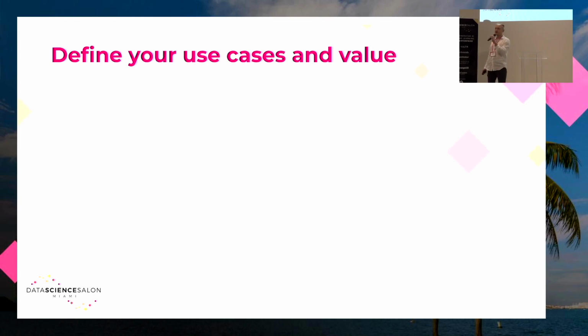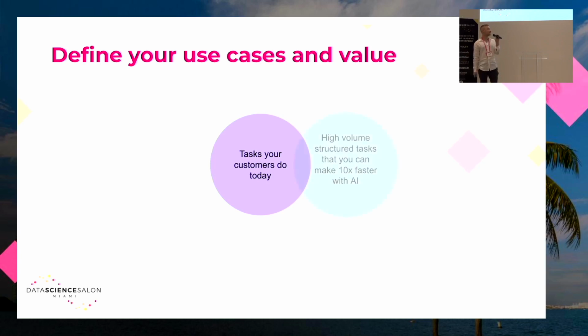Right, so let's start from the first point, defining use cases and values. Like I said, if you have an established company, the best thing to do is to review all the things that your customers do today. It can be external customers, it can be internal customers, but ideally you want to start with a problem space where you know what jobs to be done are there for your company. The first type of thing that generative AI can help you with is to make something faster. So go through the use cases and think about what type of jobs can you make 10x faster.